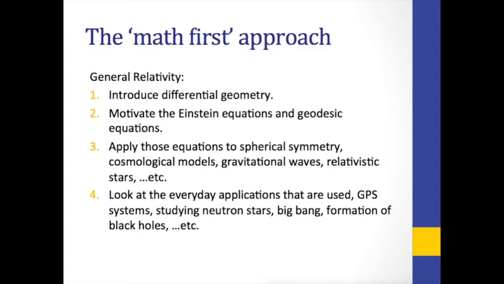Now we're going to look at gravitational waves, relativistic stars, and how our sun actually bends the light of stars behind it. If you look at the everyday applications, how can we use this in GPS systems, and in studying neutron stars, the Big Bang, the formation of black holes, all the cool stuff, but you don't get to that until the fourth step. But you have a great understanding of the differential geometry once you get to that step.